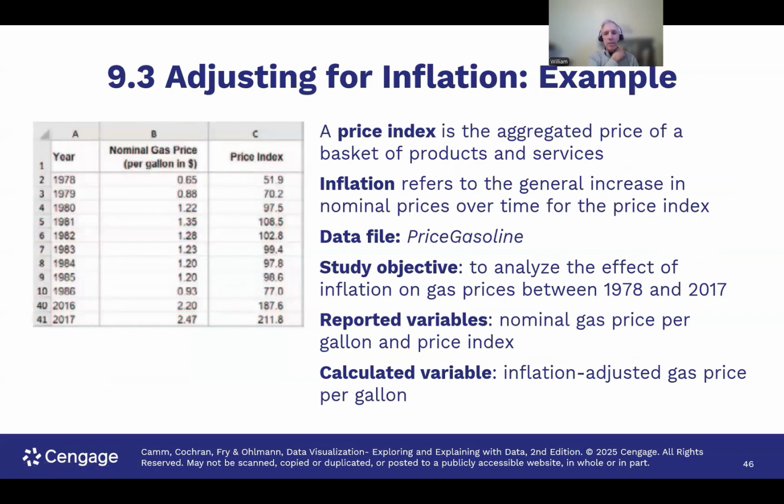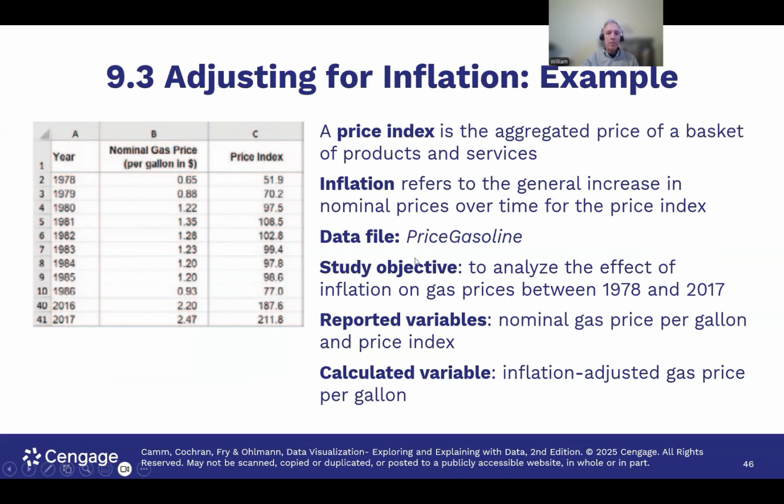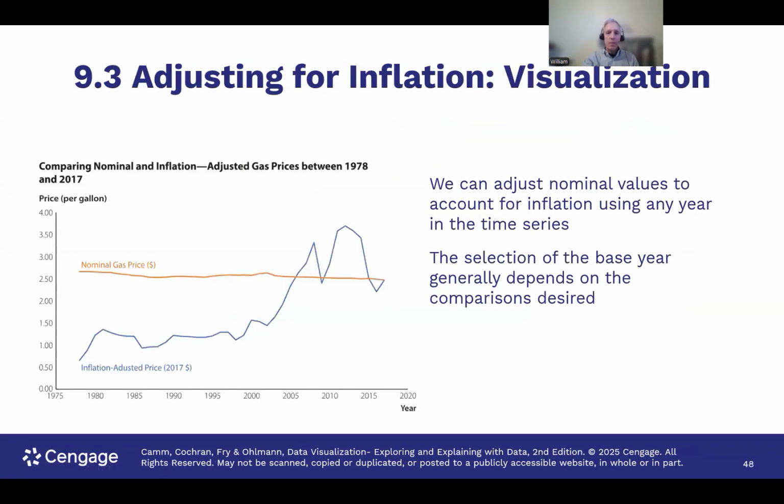Okay, we saw in the earlier example adjusting for inflation, and here's an example of adjusting for inflation using the price of gasoline. This is pretty involved. Your textbook goes through this. Again, I'm not going to do that in this lecture. You can do that from the textbook. There's lots of calculations here, which I'm not going to go through. But what I am going to go through is the visualization that you get for that. And so this is comparing nominal versus inflation adjusted gas prices.